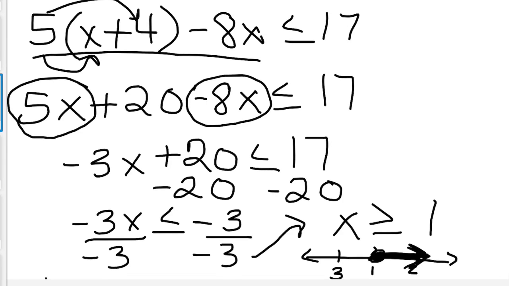You can go back up here and plug in the number 2 and solve it. You've got 2 plus 4 is 6. 6 times 5 is 30. And then 8 times 2 is 16. 30 minus 16 is 14. And 14 is less than or equal to 17. So that works. So just remember, you can go back all the way to your original inequality to check it and make sure that you did it correctly. So let's go ahead and pause the video here and copy this into your notes.